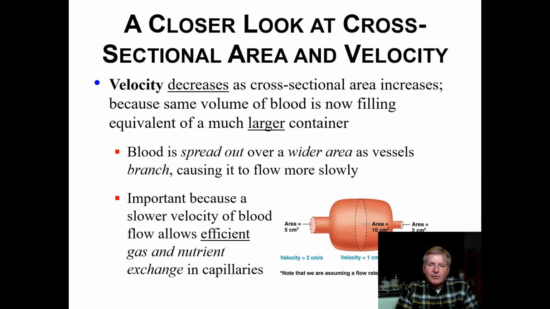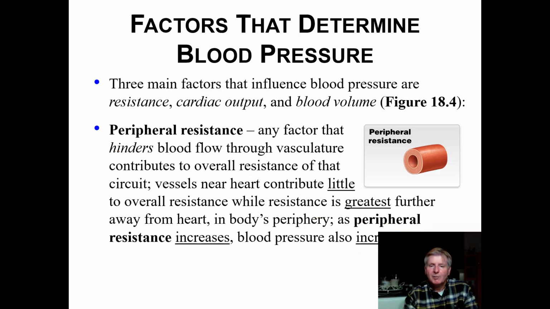So your velocity will decrease as your cross-sectional area increases, because your same volume of blood is now filling the equivalent of a much larger container. Therefore, your blood is spread out over a wider area as your vessels branch, causing it to flow more slowly. And that's important because you need a slower velocity of blood flow to allow for more efficient gas and nutrient exchange in your capillary beds.